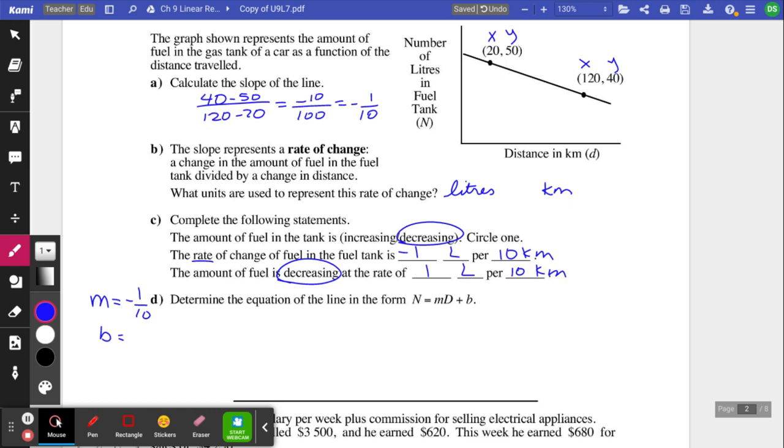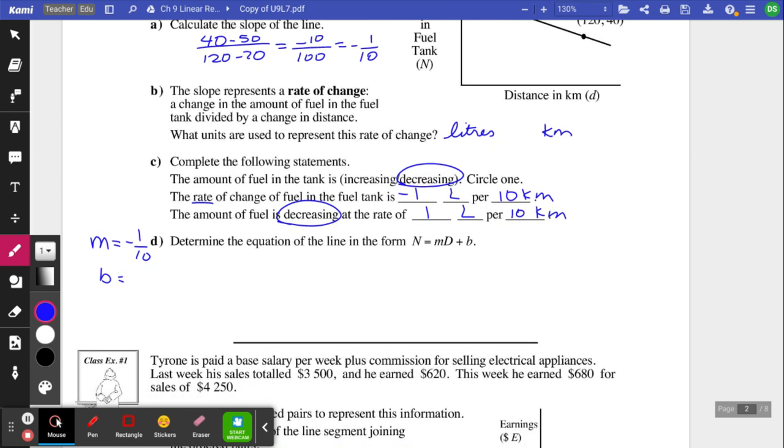Plug in x and y to find b. There are 3 steps to this process. I'm going to say n equals m for slope. I know that already. I don't know what d is. That's distance plus b. So the first thing I do is find the slope and plug the slope into my equation. Done.